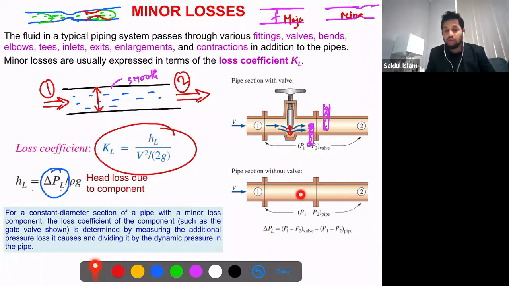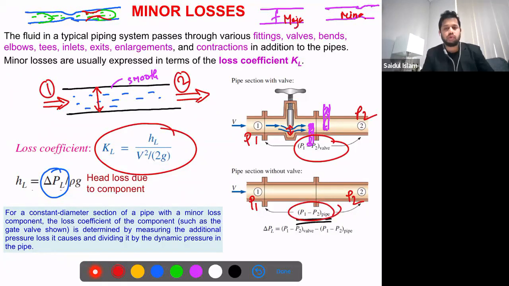We have two systems here. This is without any insert, without the valve. This is with the valve. Same velocity, same flow rate, same diameter. Everything is the same in this setup. We say this is inlet point 1, outlet point 2. At the inlet, we say the pressure is P1. At the outlet, the pressure is P2. The same thing when it is with the valve. So what will be the pressure variation between point 1 and point 2? We can say this is P1 minus P2, and this is also P1 minus P2. So that means the pressure drop between point 1 and 2.